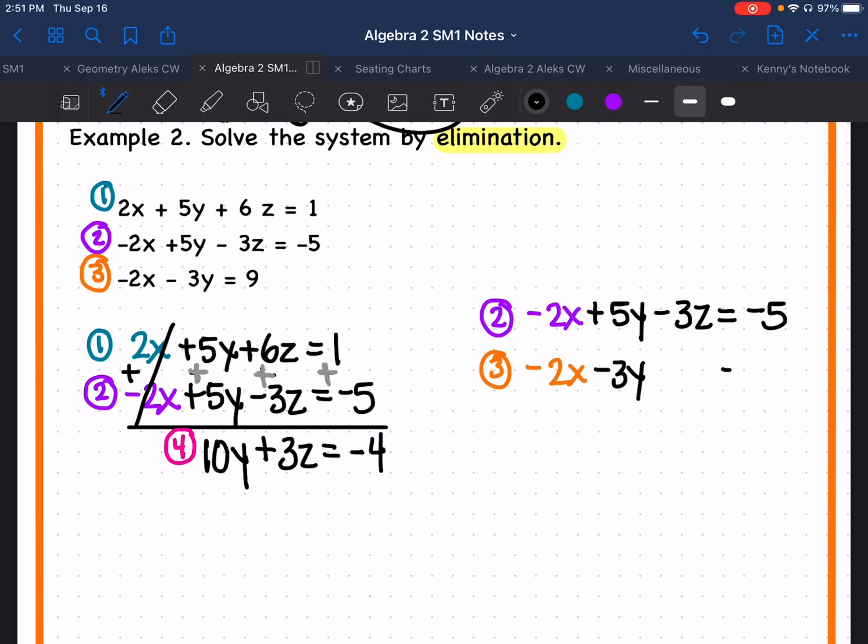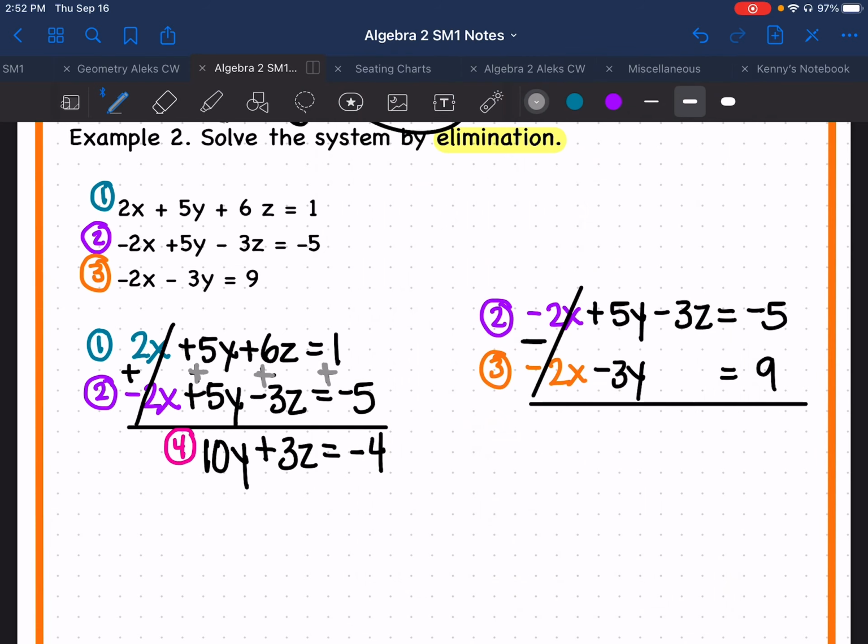I'm going to leave myself a big space because as you can see, equation number 3 does not contain a z. So if I wanted to, I could go ahead and do this 0z. I'm going to put a slash through it so I don't think it says O z. There we go. All right, let's take a look at our 2's. Our 2 in equation 2 is negative. Our 2 in equation 3 is negative. They are the same sign, so we are going to subtract. Negative 2 minus negative 2 is going to give me 0.